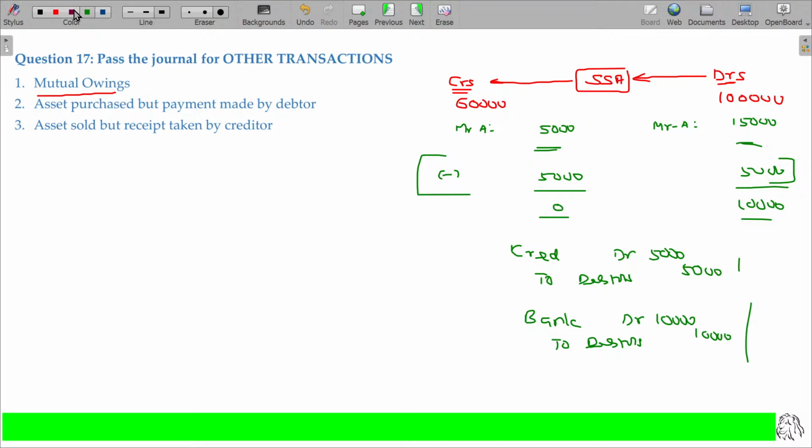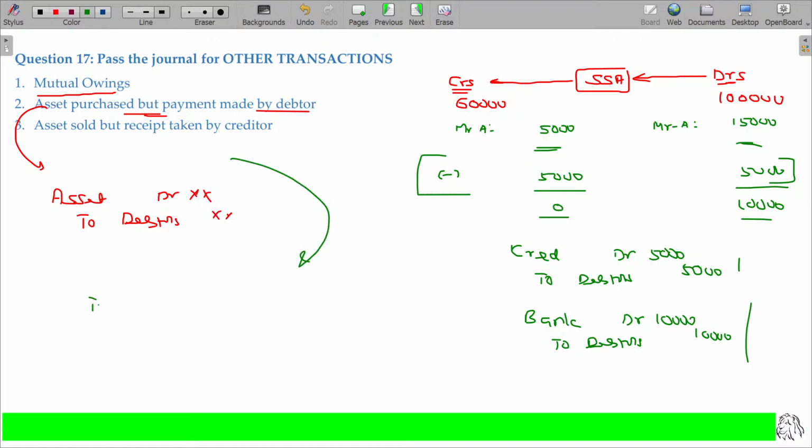Now, asset purchased but payment made with the debtor. Already we have seen. So where we purchased a car, the payment is made by one of my debtors. The same happens. And sometimes it may be reverse. Asset sold, the money I didn't get, one of my creditors is taking over. So how can the journal entry be for this case? Asset account debit, payment I didn't make, to debtors. Is that clear?